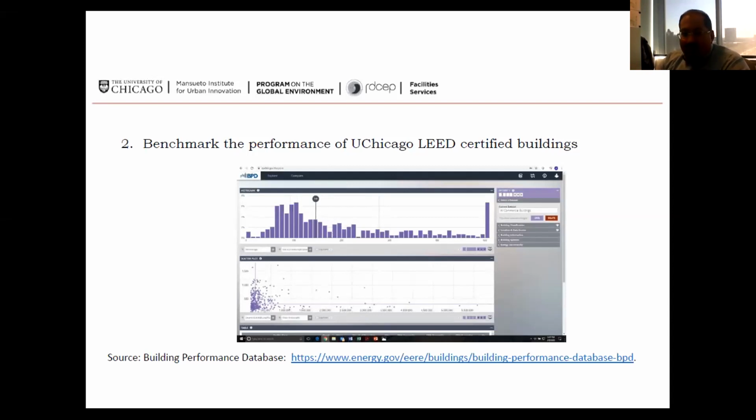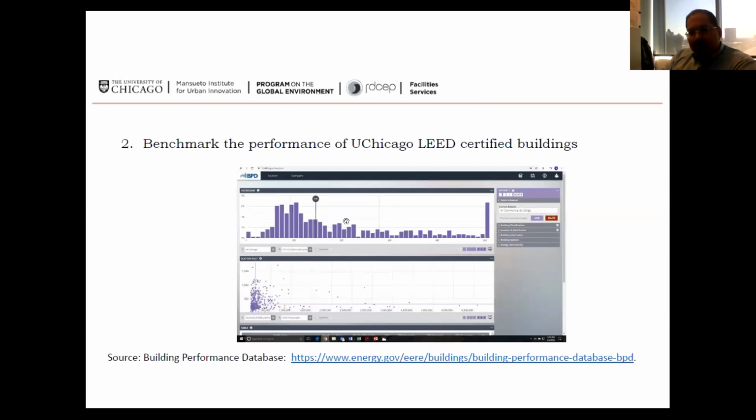So we think it's really important. It tests our belief, and it also can tell us, should we modify our policy? Or should we scrap it altogether? That's what it allows us to do. Is it effective? So again, this is from the Lawrence Berkeley National Laboratory Building Database.